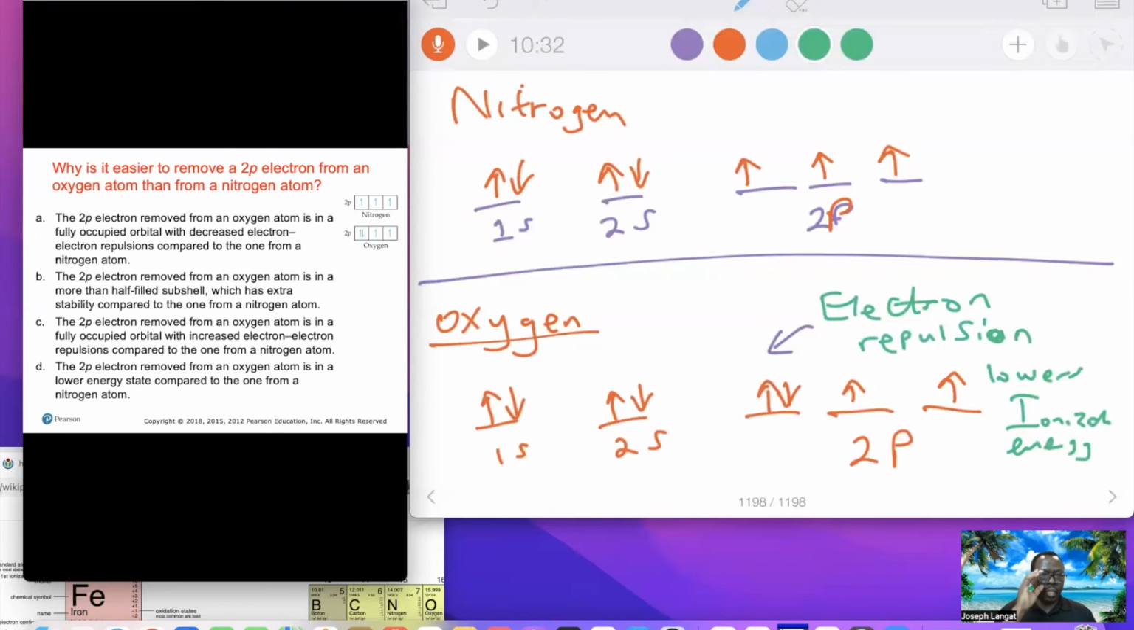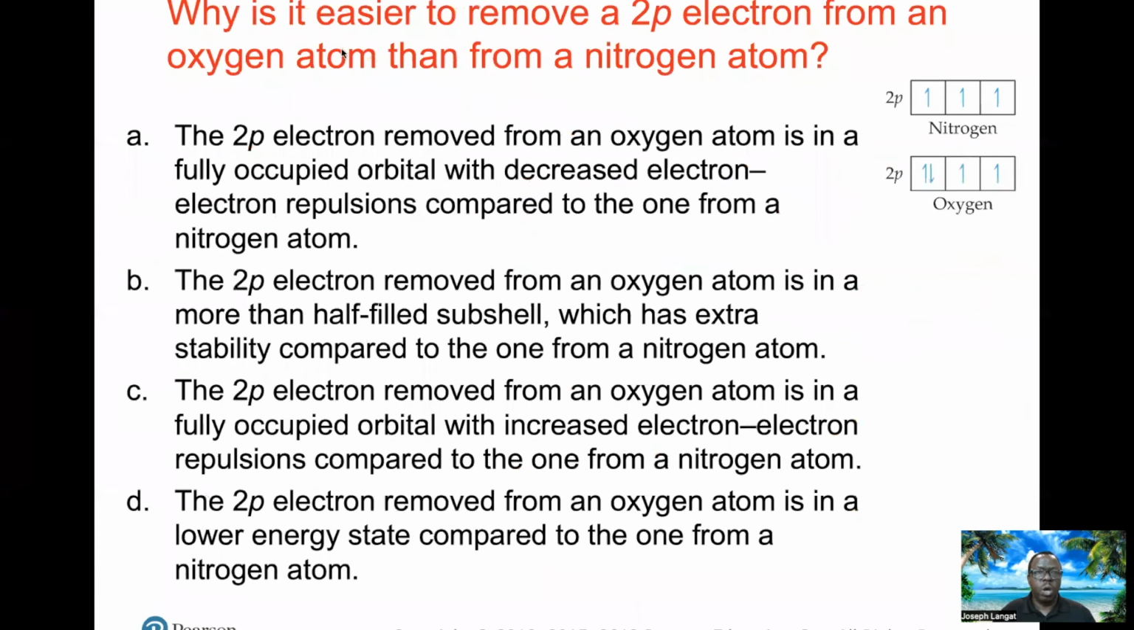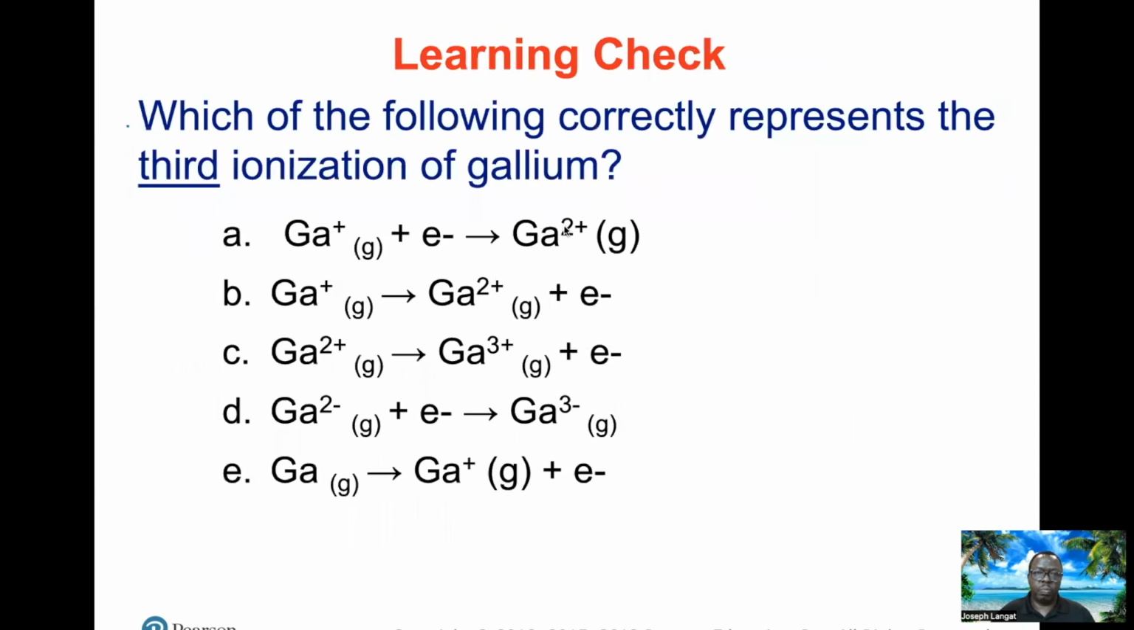All right, here is a question on repulsion. Why is it easier to remove a 2p electron from an oxygen atom than from a nitrogen atom? The correct answer here is C. C explains in more detail why the 2p electron removed from an oxygen atom, which is in a fully occupied orbital, will increase electron repulsion. So here, there is no repulsion. We have repulsion here, which will make it easier to remove an electron.